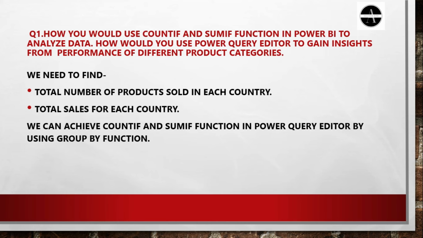Now, these two functions can be used in Power Query Editor as well, and also by using some DAX functions. Today we are going to see how we can use these simple, mostly used COUNTIF and SUMIF functions in Power Query Editor. Here we have to find the total number of products sold in each country and the total sales for each country. For the total number of products, we are going to use the COUNTIF function, and for the total sales of each country, we are going to use a SUMIF function, but in Power Query Editor. We can achieve these two functions in Power Query Editor by using the Group By function. Now let's see practically how we can do this.